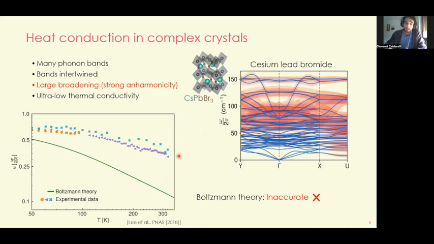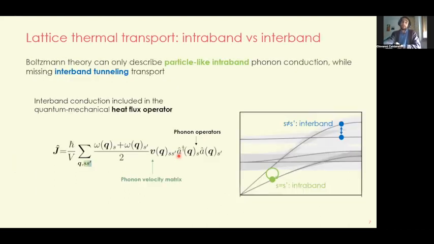And what is understood now is that the Boltzmann theory can only describe a particle-like transport channel, which is called intraband phonon conduction, in which basically phonon can conduct heat propagating as particles, so flowing from one side to the other of the crystal, while missing completely another transport channel, which is important, and it is so-called interband transport, that is related to the wave-like nature of atomic oscillations and can be interpreted as an interference mechanism between two different phonon states.